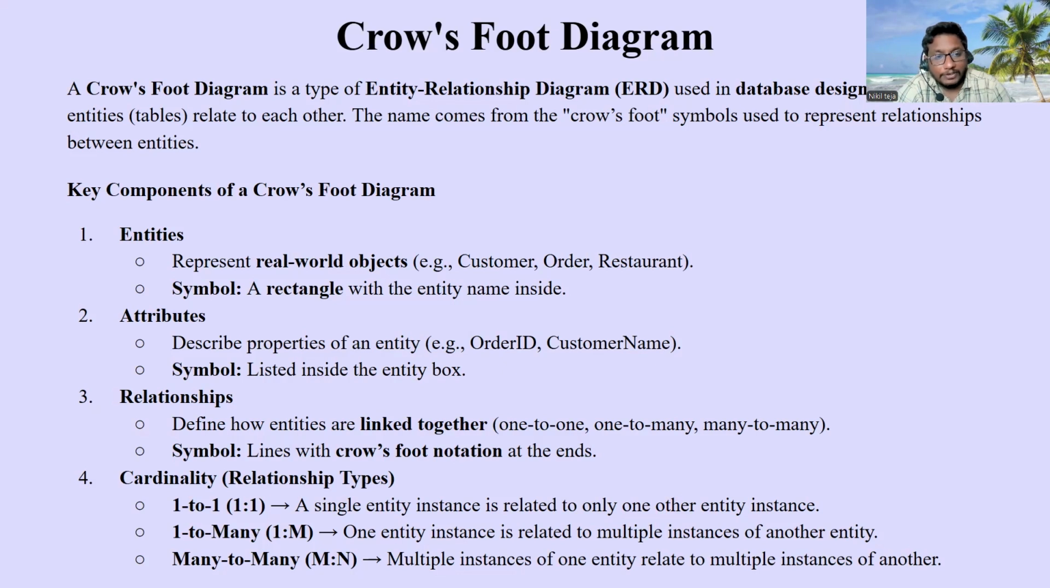Let's see the definitions. One to one: a single entity instance is related to only one other entity instance. Only one customer can order from one restaurant. One to many: one entity instance is related to multiple instances of another entity. For example, one customer can place multiple orders. He can order biryani, he can order shawarma, he can order Thums Up.